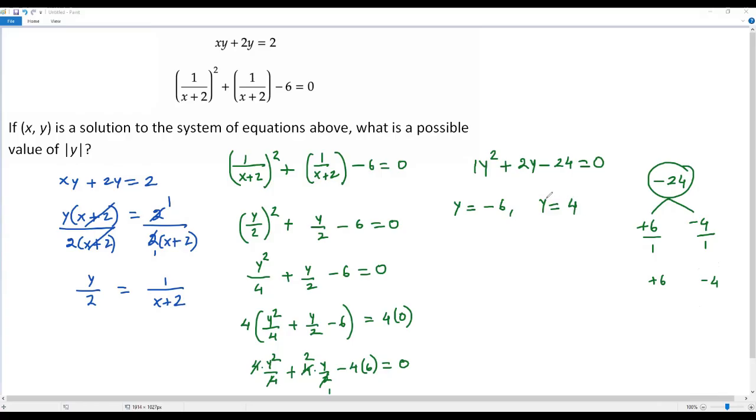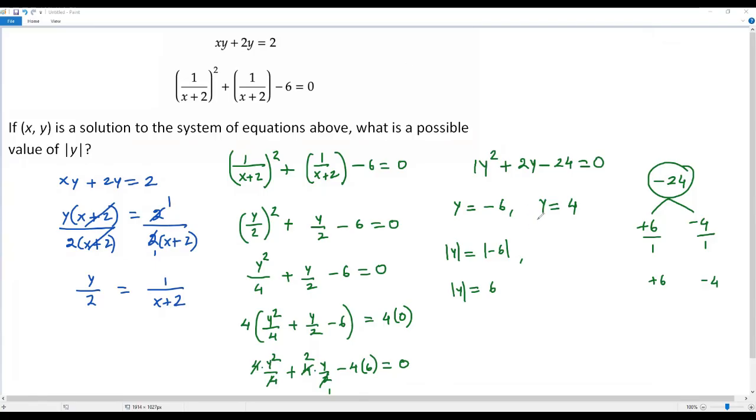Here I got two values for y in the given system, but our aim is to get the value of the absolute value of y. For that, we have to take the absolute value on both sides of this equation and this equation as well. So let me do it. |y| = |−6|, and we know that the absolute value is always a positive value. So |−6| is positive 6.